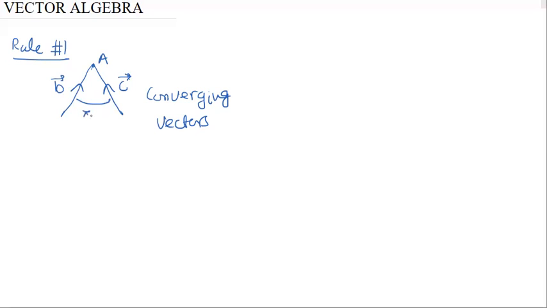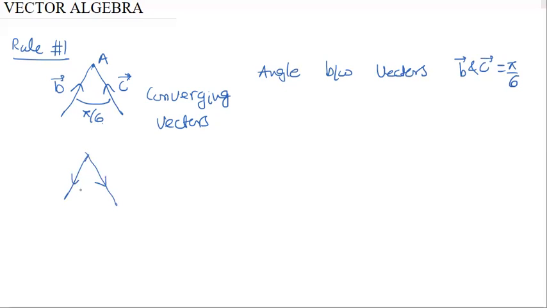If this angle is pi by 6, we'll say that the angle between vectors B and C is equal to pi by 6. But if the situation is like this, and again the angle is pi by 6, and these two vectors are coming out from the point A, this time they will be called diverging vectors.